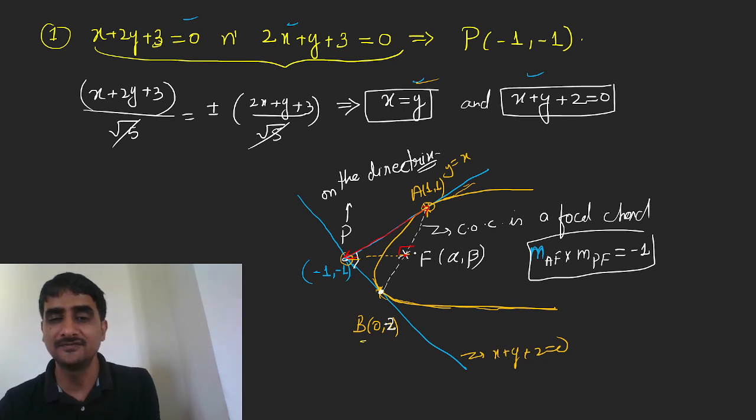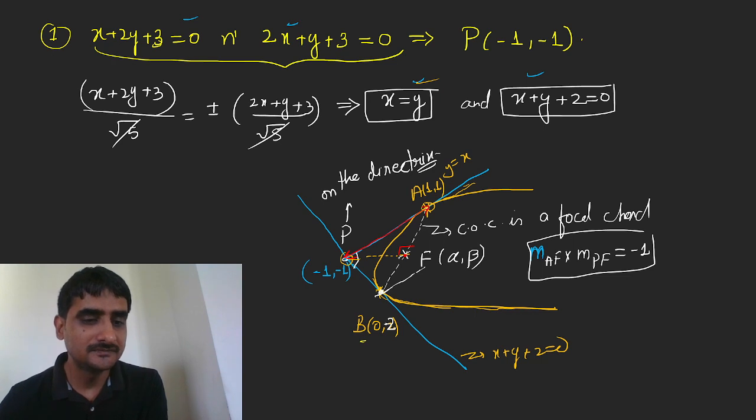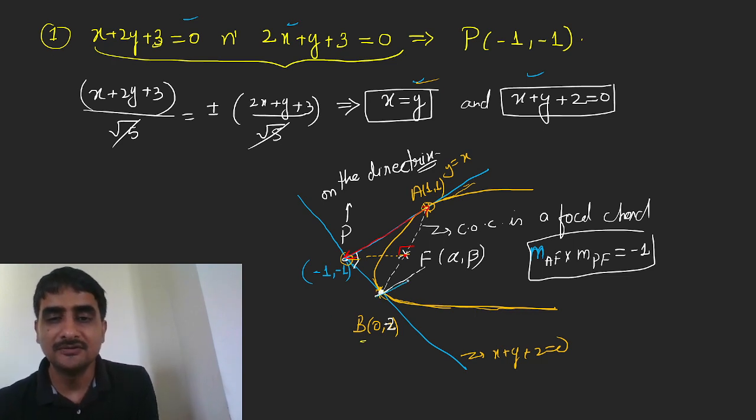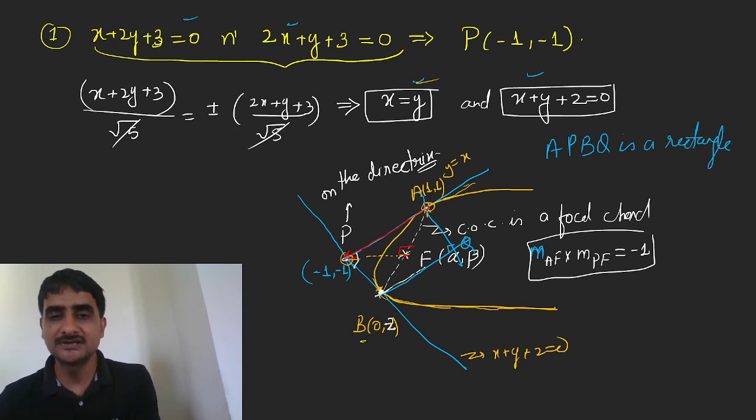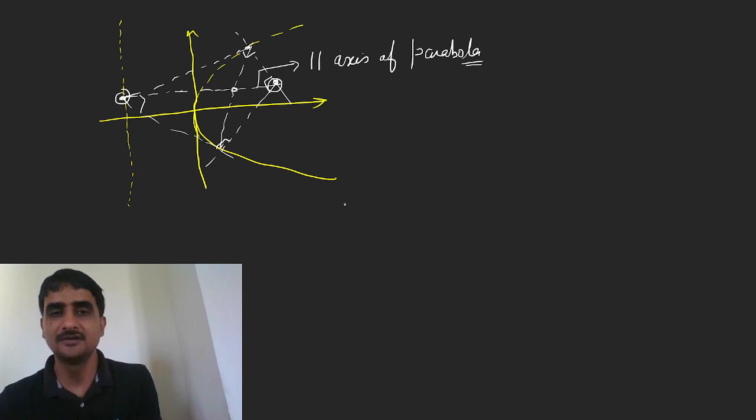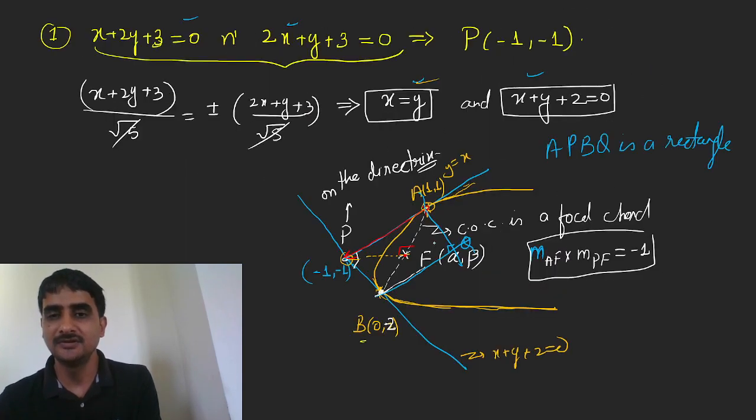Now let's come back to this figure. So if I draw normals here, okay, so APBQ, that's a rectangle. Now that means the line joining PQ, let me write it here only, PQ is parallel to the axis of the parabola.